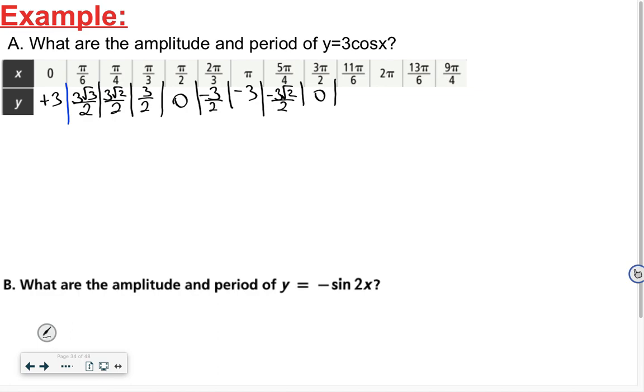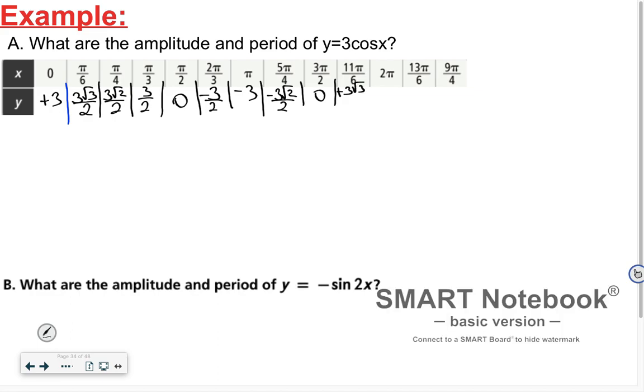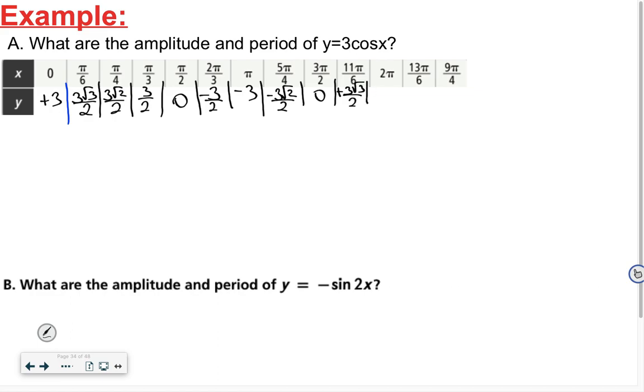In the fourth quadrant, cosine is going to be positive. So positive 3 radical 3 over 2. 2 pi is going to be what? Positive 3 as well. After that, if you substitute 13 pi over 6, you will get positive 3 radical 3 over 2. All right, let's graph this.